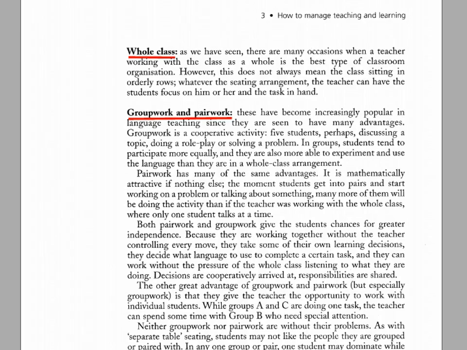What's the difference between the groups here? Whole class, it means I'm talking to a whole class, maybe 20 students. Group work, every group has maybe 4 to 5 or 6. Pair work, it means 2. When we say pair, it means 2 students. When we say group work, maybe 5 or 4. That's the point about group work.